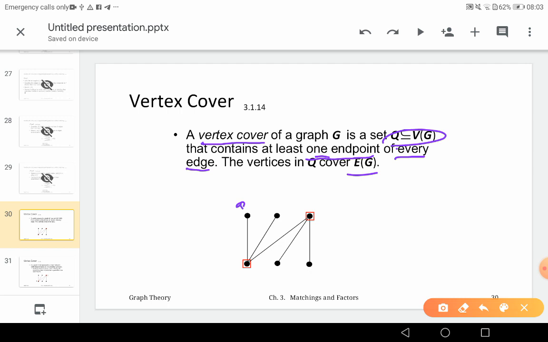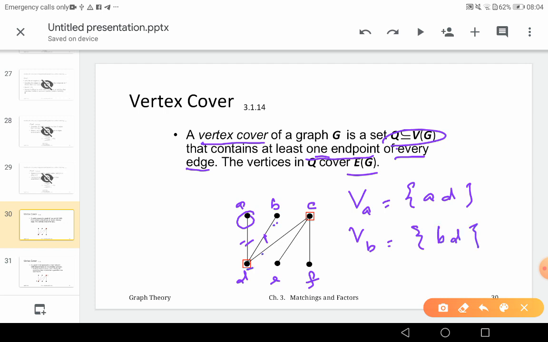Let's say we have vertex A, vertex B, vertex C, vertex D, E, and F. If we look at vertex A, vertex A only covers the edge AD. Only the edge AD. For vertex B, it covers only BD, only the edge BD.